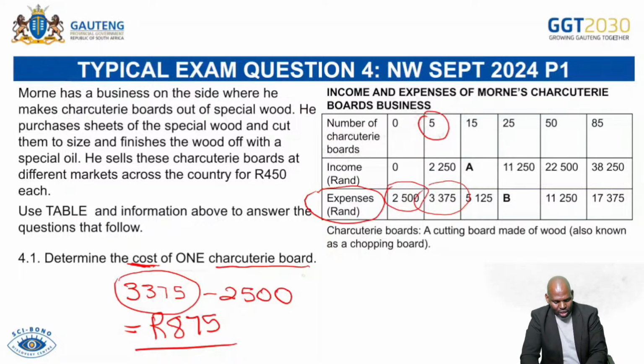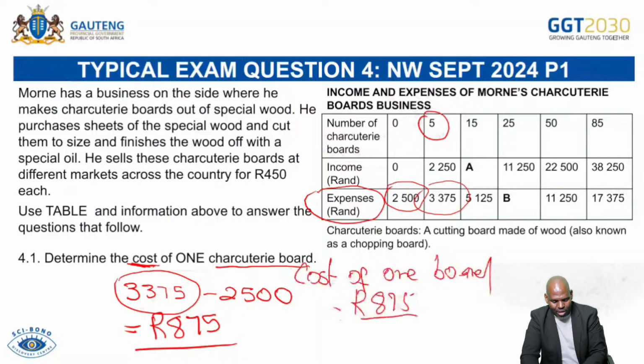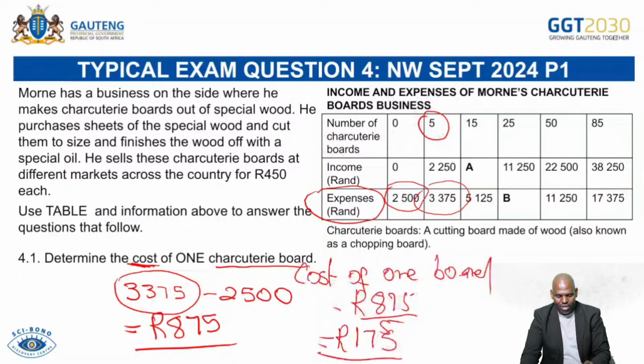Then what we do, we say the cost of one board. Cost of one board will be how much? Cost of one board will be 875 Rand divided by 5. If I take 875 Rand, I divide it by 5, then I get 175 Rand. Okay, so the cost of one board is 175 Rand.